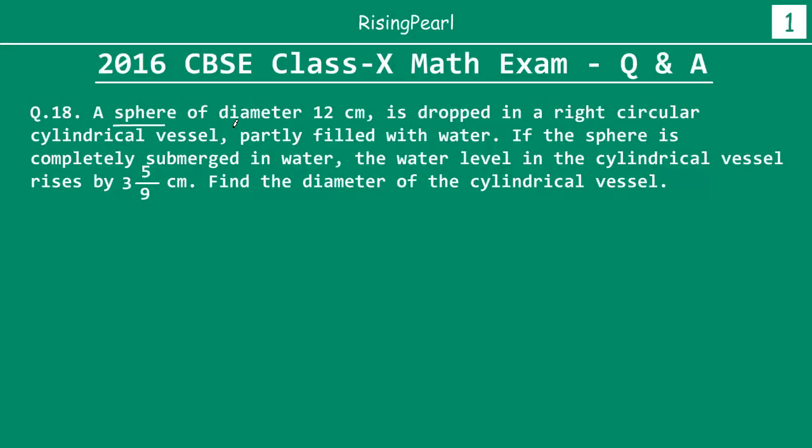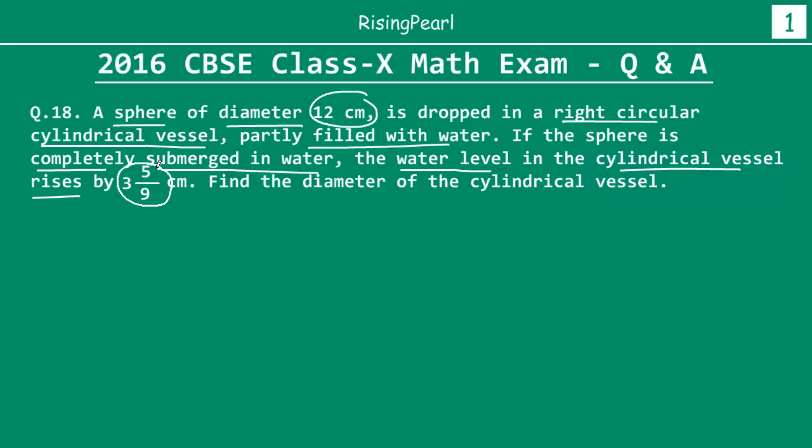A sphere with a certain diameter of 12 centimeter is dropped in a right circular cylindrical vessel which is partly filled with water. So we have a sphere and we drop the sphere in a cylindrical vessel. The vessel is partly filled with water to begin with. If the sphere is completely submerged in the water, so once we have dropped the sphere it is completely submerged, the water level in the cylindrical vessel rises by a certain amount.